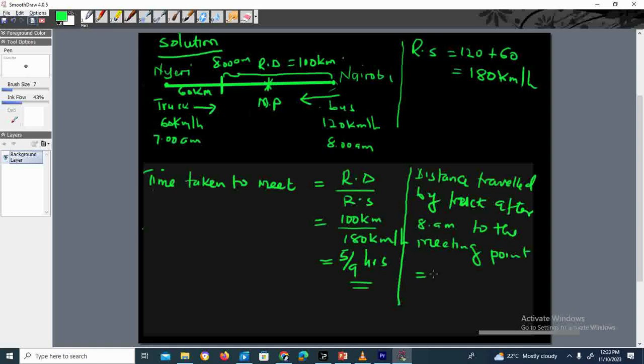This is going to be given by the speed of the truck, which is 60 kilometers per hour, multiplied by the time they both took to travel to the meeting point, and this is going to be 60 times 5/9, and this is going to give us 33.33 kilometers.